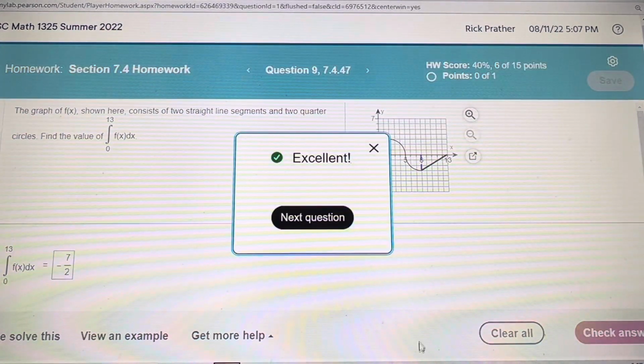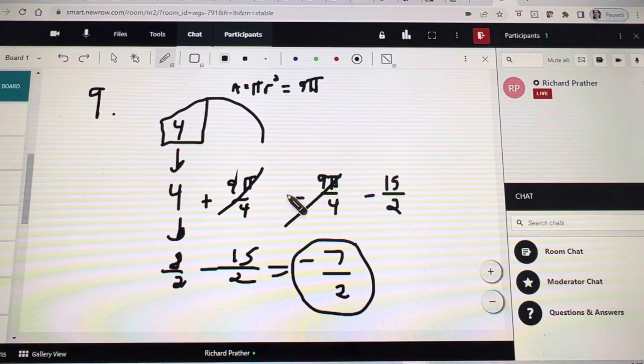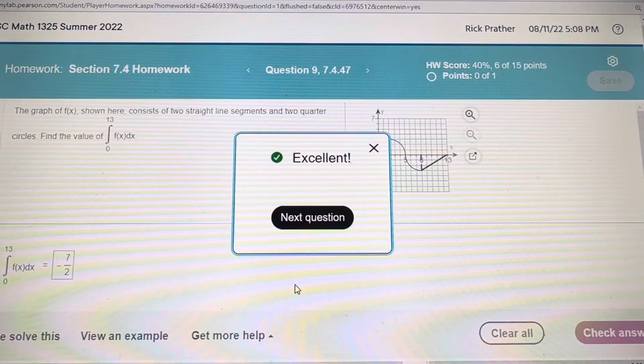If I was doing area, then I would change both of these negatives to positive, and then we'd have to add this up and you get a much larger positive answer. And you might have to approximate pi with a decimal if that were the case, but they would tell you if they wanted that or not. So that's a big difference.